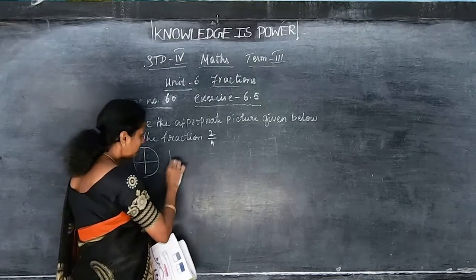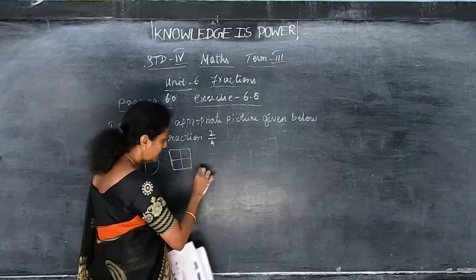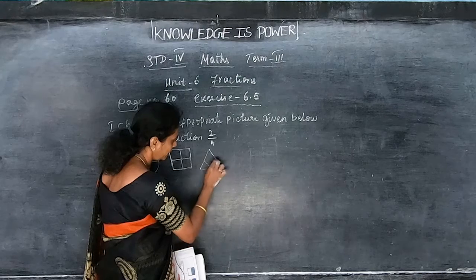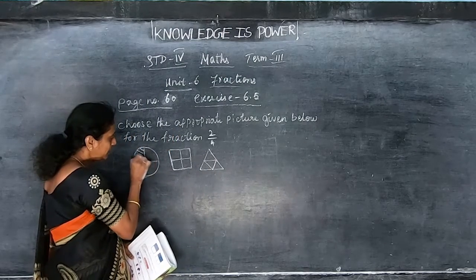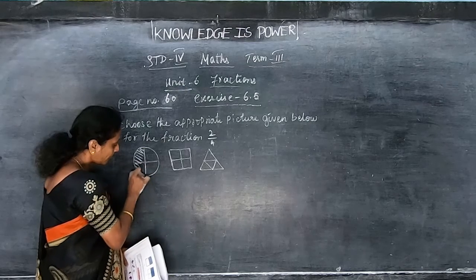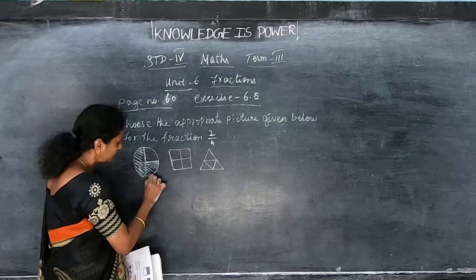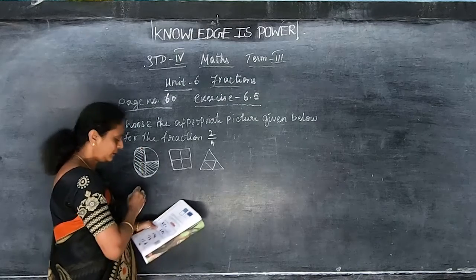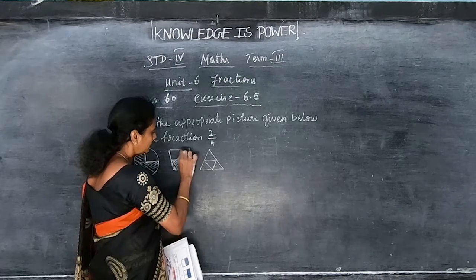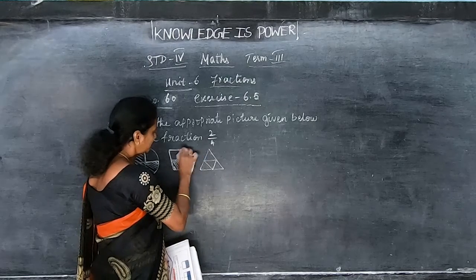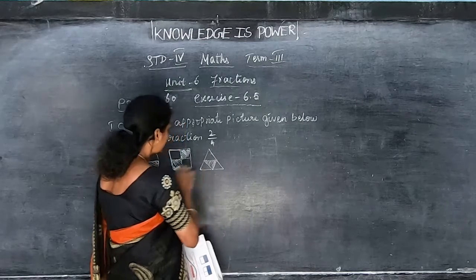Okay. I'll draw some of the pictures and some of the parts have been shaded. So, you have to say which parts are shaded or which one represents the 2 by 4. Here they shaded 3/4. Okay. And here 2. Okay. And here only 1. So which picture represents a 2 by 4?